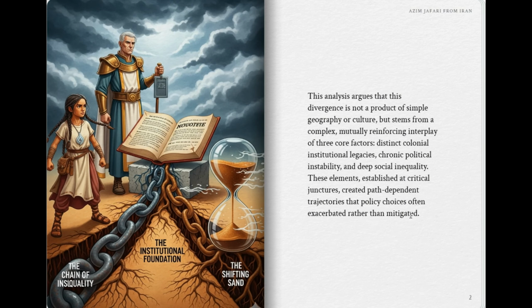This analysis argues that this divergence is not a product of simple geography or culture, but stems from a complex, mutually reinforcing interplay of 3 core factors: distinct colonial institutional legacies, chronic political instability, and deep social inequality. These elements, established at critical junctures, created path-dependent trajectories that policy choices often exacerbated rather than mitigated.